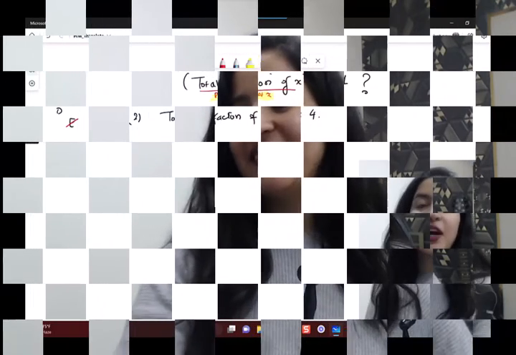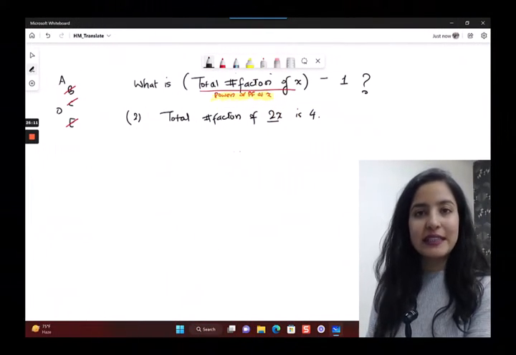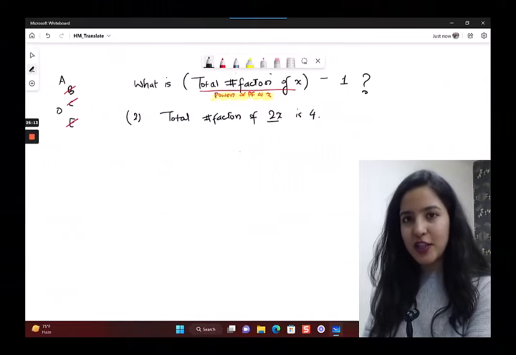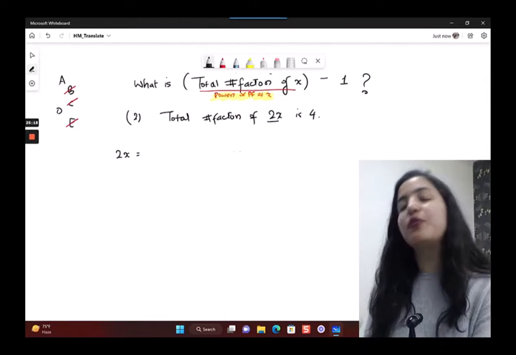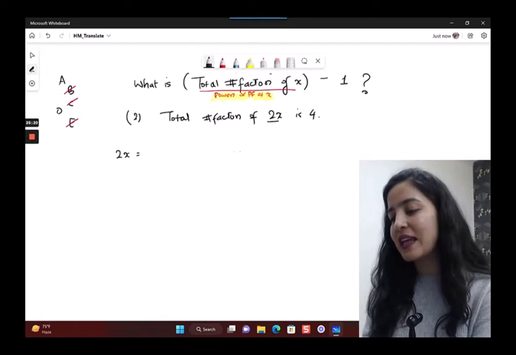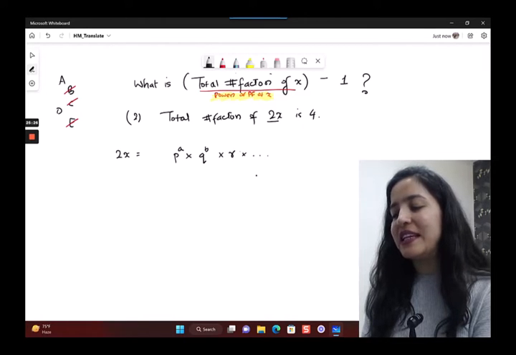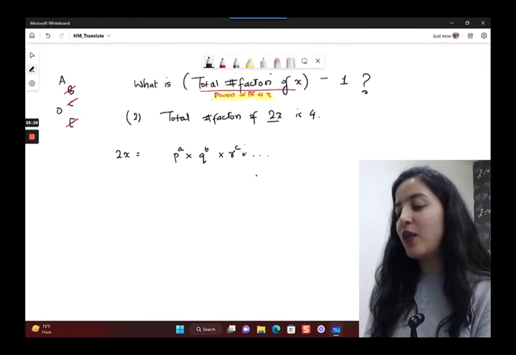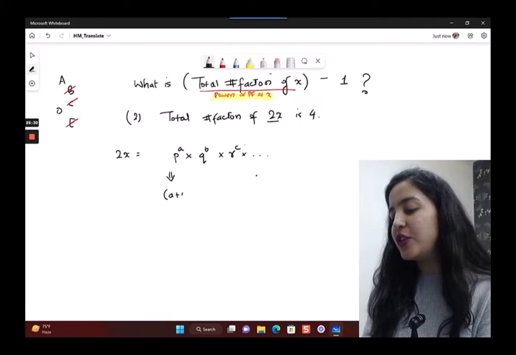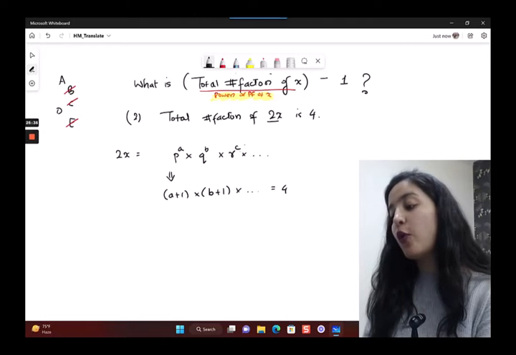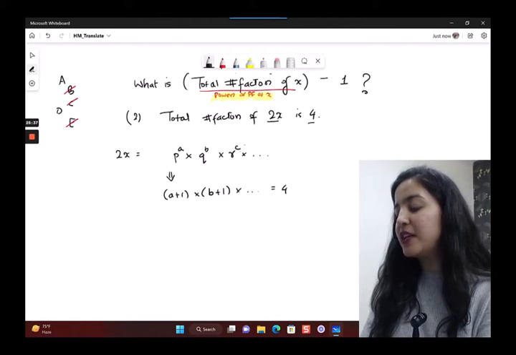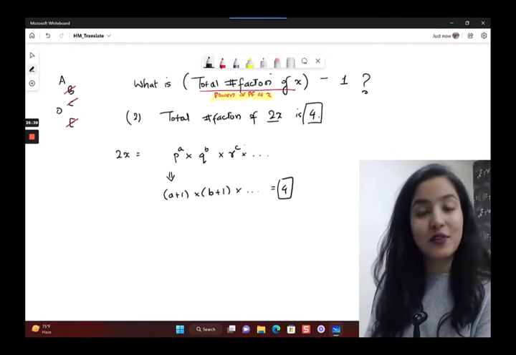Let's move on. Alright, so a similar theme is at play here in statement 2. I've removed statement 1 so that you focus here alone. So 2x. Okay, let's think about the prime factored form of 2x. Say the prime factors are p, q, r and their respective powers are a, b, c. The same formula is going to work even now. You know that when you increase your powers by 1 and multiply all of that, you're going to get 4, because that is what is given to be the total number of factors of 2x, right?